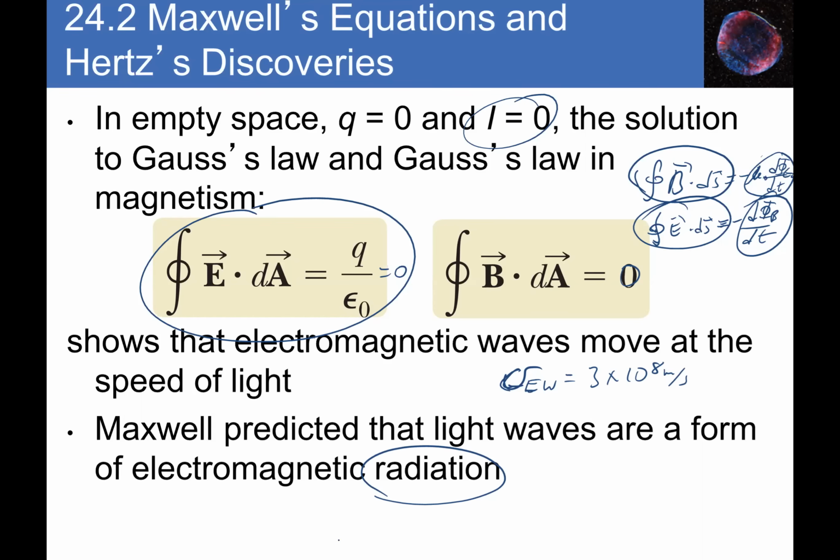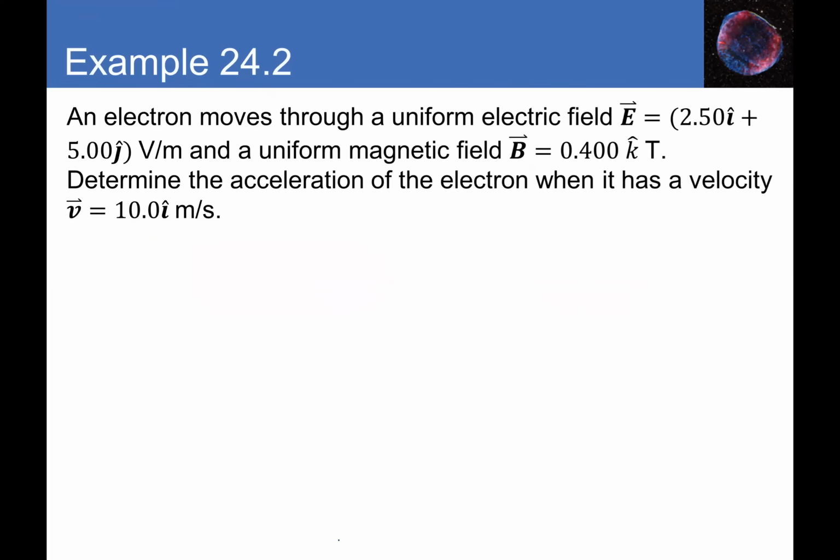All right, so let's look at an example here. Let's assume an electron moves through a uniform electric field, and you're given the electric field, which is 2.5 i hat plus 5 j hat volts per meter, and a uniform magnetic field, which is B equals 0.4 k hat Tesla. Determine the acceleration of the electron when it has a velocity V equals 10 i hat meters per second. So this is an example where to solve this problem, we have an electron, a charged particle, moving in an area where there's an electric field and magnetic field.